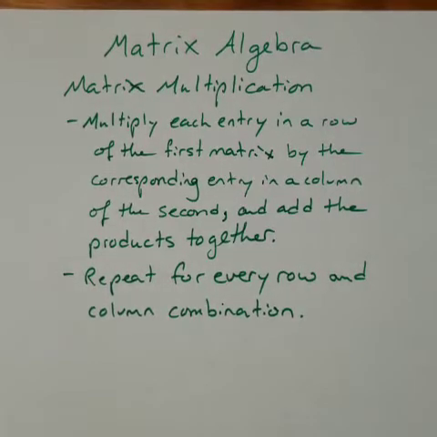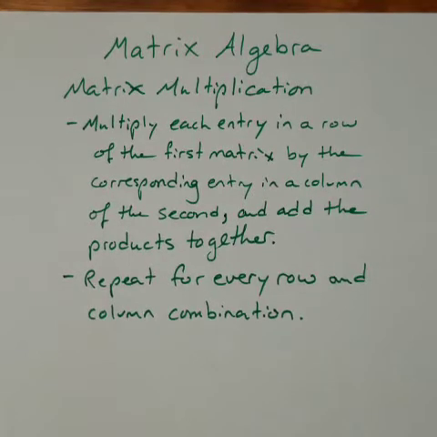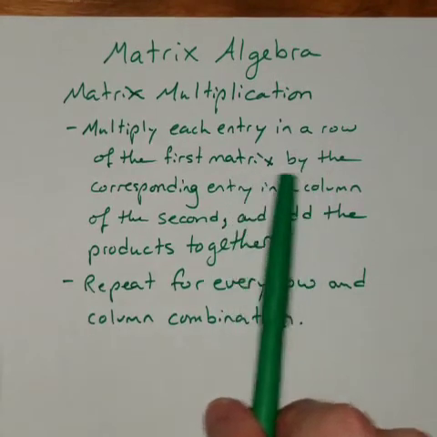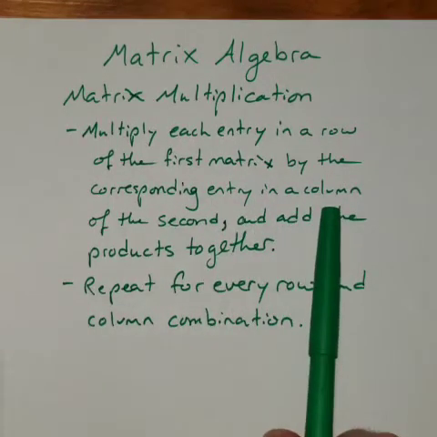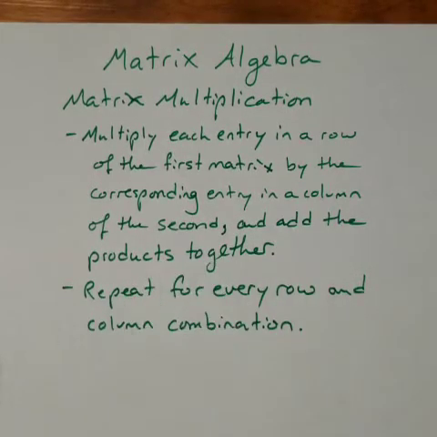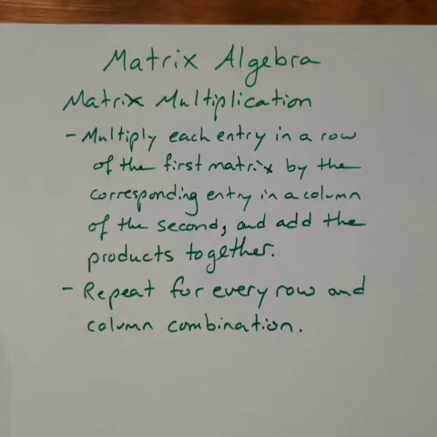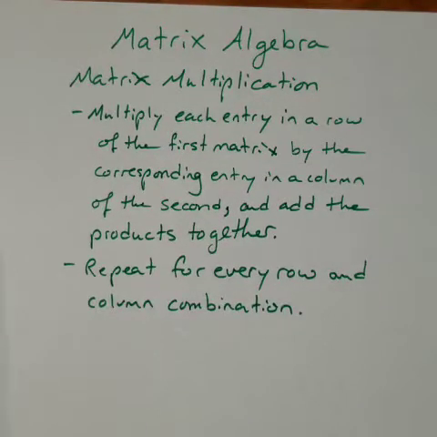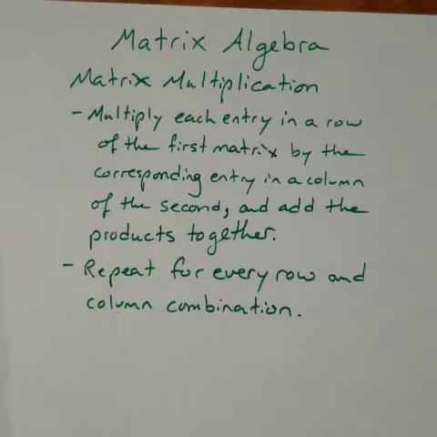Okay, basically we're going to multiply each entry in a row of the first matrix by the corresponding entry in a column of the second matrix. And then we're going to add all those products together. Okay, so it's going to be kind of a lengthy process, and it's going to look really strange, I think, at first. But I will walk through this slowly a couple times until you get the hang of it. Then you repeat for every row and column combination. So it's kind of an interesting idea.